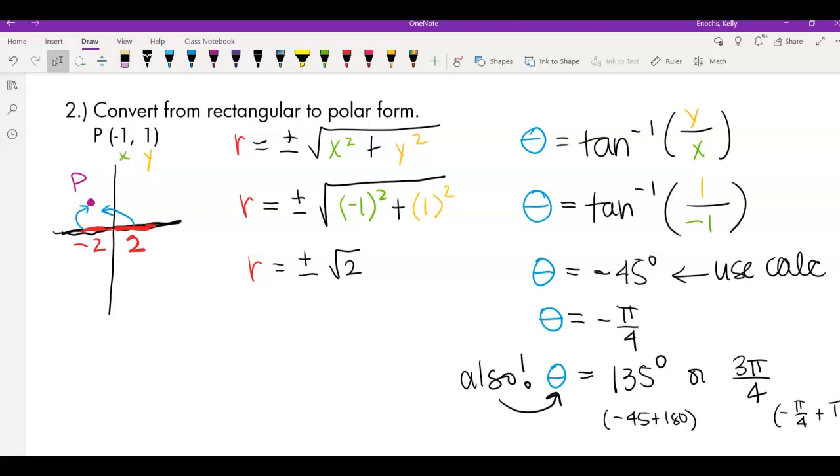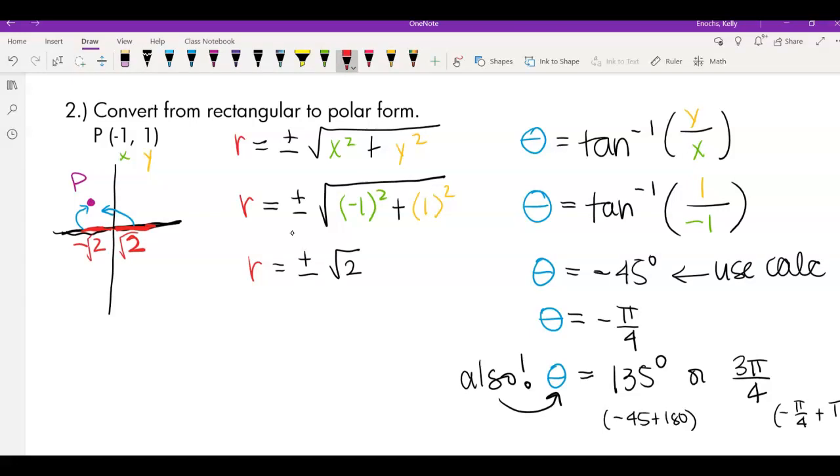So if I go through and plug in my x and y's to find my r value, I have negative 1 squared and 1 squared. That gives me plus or minus the square root of 2. Sorry, I forgot to write that on my paper. This one should be square root.